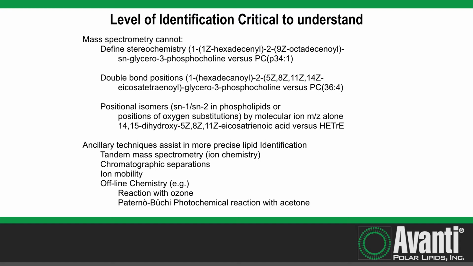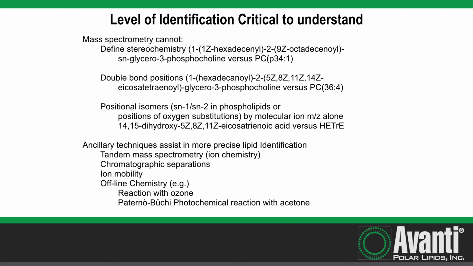It either defined it as a plasmalogen 34-1 in the lowest example, or if it did tandem mass spectrometry, it was one that had 18-1, but you don't know the position of the double bond, and you don't know the stereochemistry. Clearly, that's also true for the diacyl compounds.